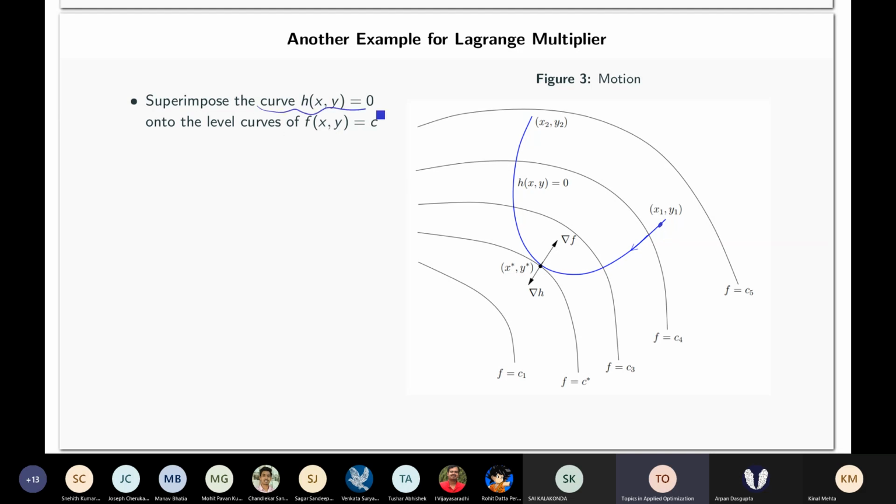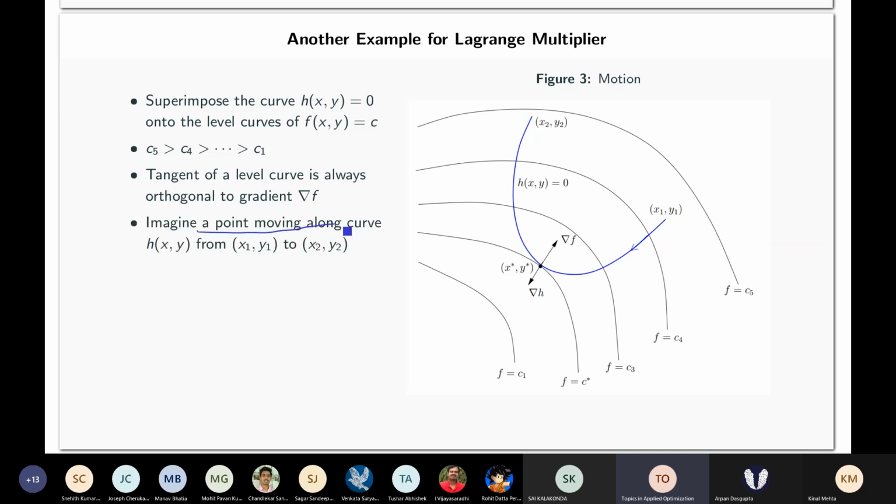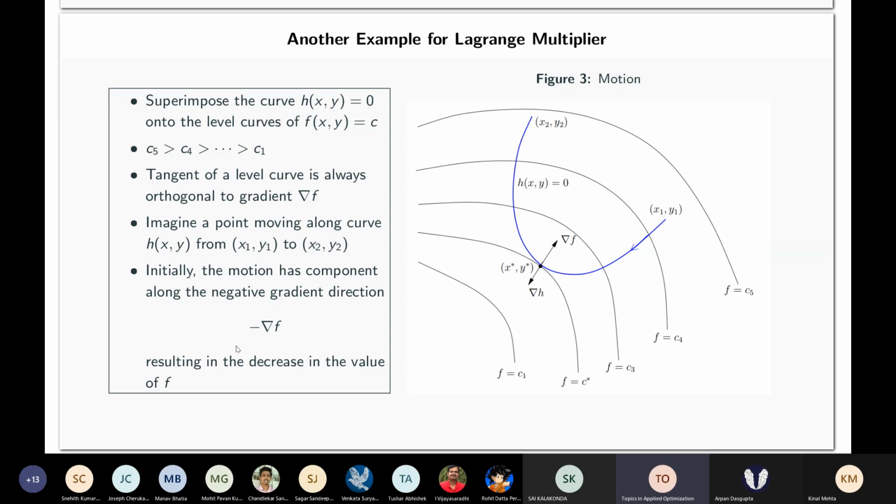So superimpose the curve x and then this, and then the tangent of the level curve is always orthogonal. Imagine a point moving along the curve h(x, y), started from x1 y1. You keep moving along this, and the moment it touches the level curve, that's when you stop, resulting in the decrease of the value and so on.